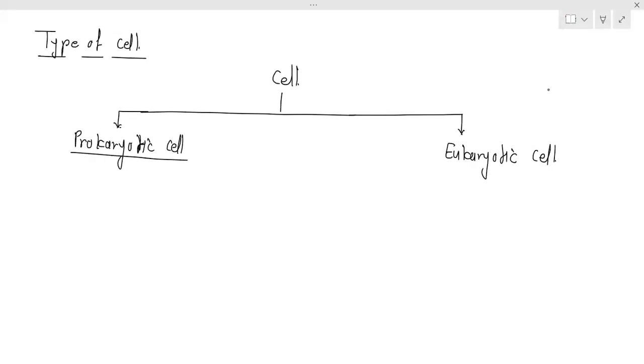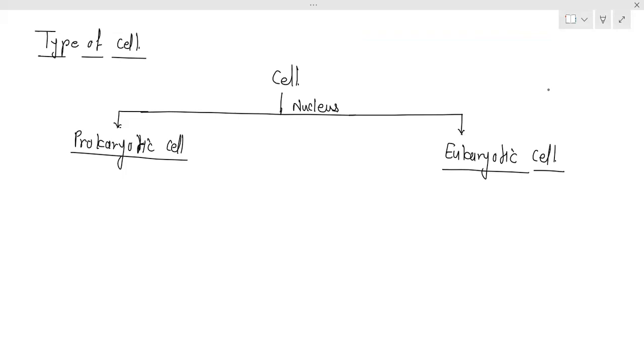First we will study the prokaryotic cell. Actually, right now I'm teaching you the difference between the two types of cells, and then we will study both in detail, the prokaryotic cell as well as the eukaryotic cell. Now, this classification of cells depends on the nucleus. Two different cells, two different types of nucleus.